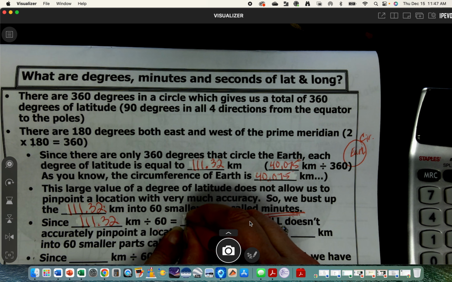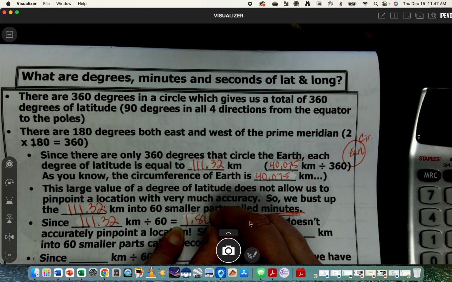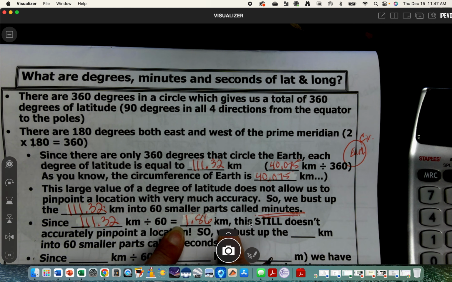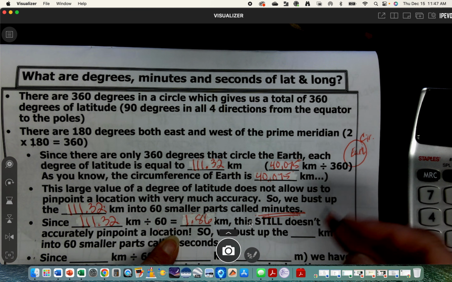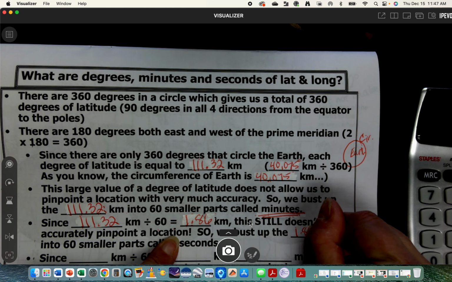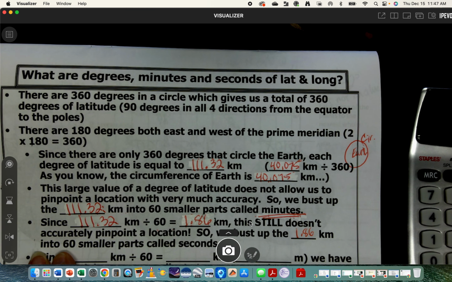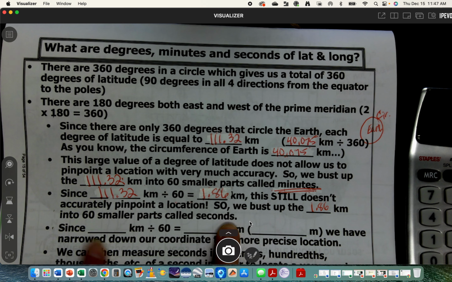It comes out to 1.86 kilometers. Okay, this still doesn't accurately pinpoint a location. For example, if it was like a mile and a half wide by a mile and a half high, that's a big search area. I don't know if I'm getting found. So let's take the 1.86 kilometers and bust it up into 60 smaller parts called seconds.